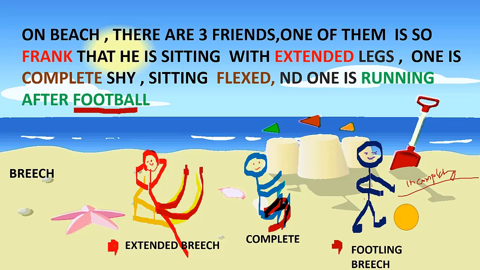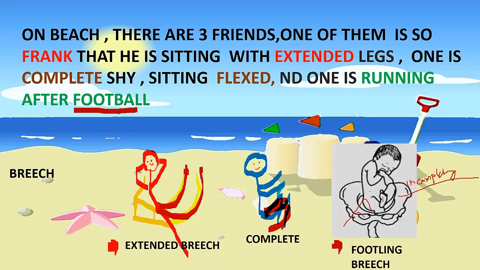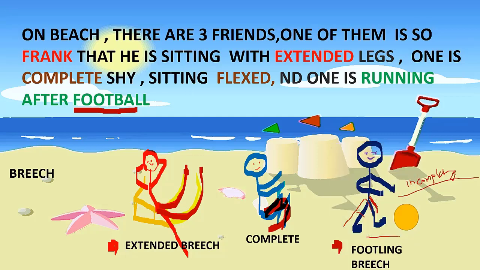And note this leg. There is some extension at hip joint. So in footling breech there is some extension at hip joint, while in extended breech and complete breech, there is flexion at hip joint. So here we can see that there is some extension of the thigh, due to which we have footling breech. So just revise this, note the attitude of the characters, and you are done with the topic.